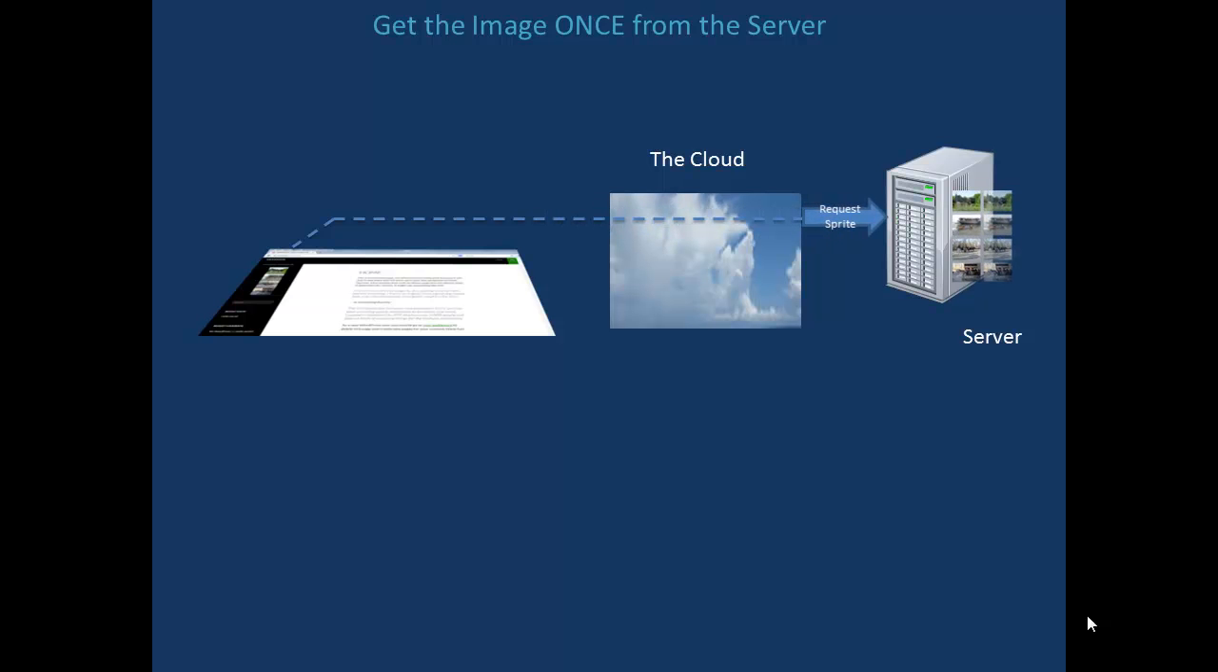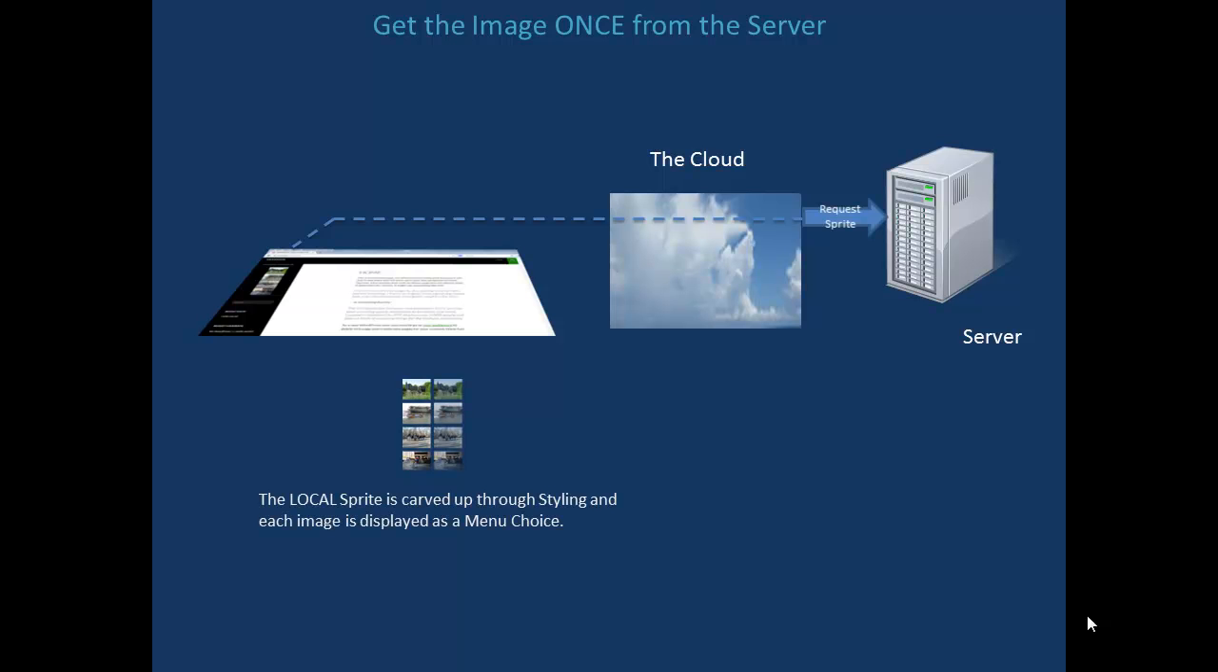The sprite will be retrieved back to your local device, and everything that's done from that point forward to be able to show an image for each menu choice and the images that are shown to indicate that you may have selected something is all taking place in local resources with no further server calls. So we're going to learn how to define little view windows, which will make it look like there are individual images on a menu, and how to move around within that sprite. And everything is going to take place using local resources instead of going to the server.